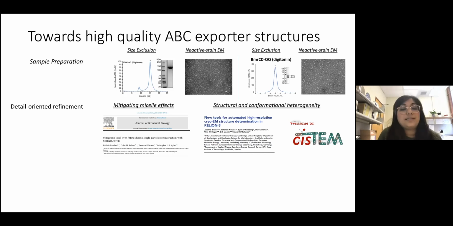So second, we're extremely detail oriented when it comes to our refinements, and we owe the success of our structures to developments in the computational side of cryo-EM. One of the main problems that we faced was effects of the micelles, which we mitigated using signal subtraction and Relion, as well as using alignment-free and local refinements in cryoSPARC. So that allowed us to deal with structural and conformational heterogeneity.